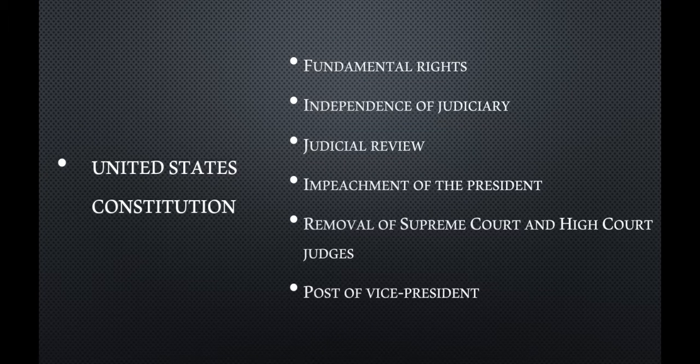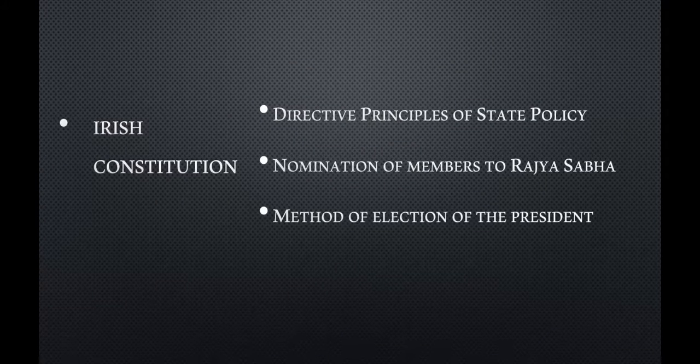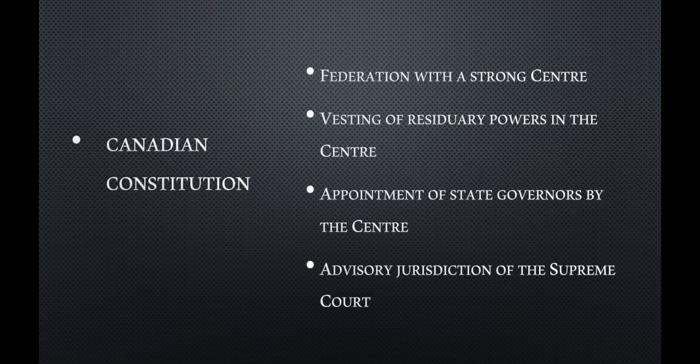Then United States Constitution. So there are six features which are borrowed from United States Constitution, which are fundamental rights, then independence of judiciary, then judicial review, impeachment of the president, removal of Supreme Court and High Court judges, and post of vice president. Next is Irish Constitution. There are three features which are borrowed from Irish Constitution. These are directive principles of state policy, nomination of members to Rajya Sabha, and method of election for the president.